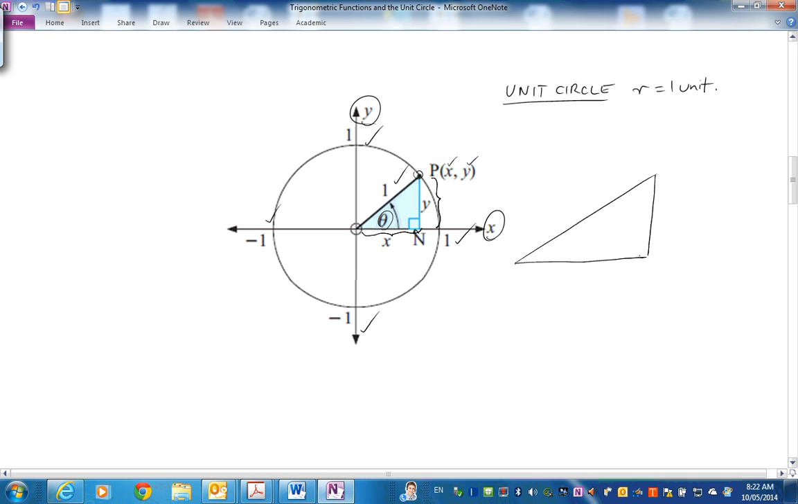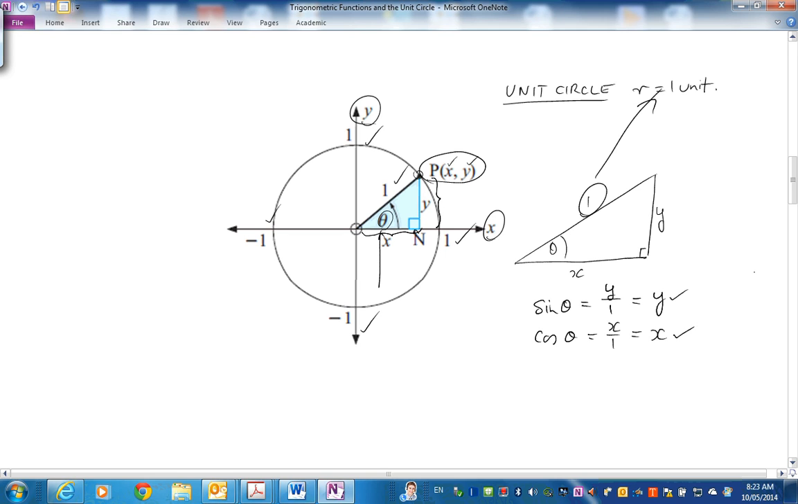What do we notice? Well, this is 1, that's theta, this is x, and this is y. So in that unit circle, the sine of theta in this triangle would be the opposite over the hypotenuse. Well, that just comes to y, because the hypotenuse is 1, because it's a unit circle. And the cos of theta would be x over 1, that'd be x. Now that's neat. So if you have an angle here and a point on the circumference of the unit circle, the y coordinate is the sine and the x coordinate is the cosine.